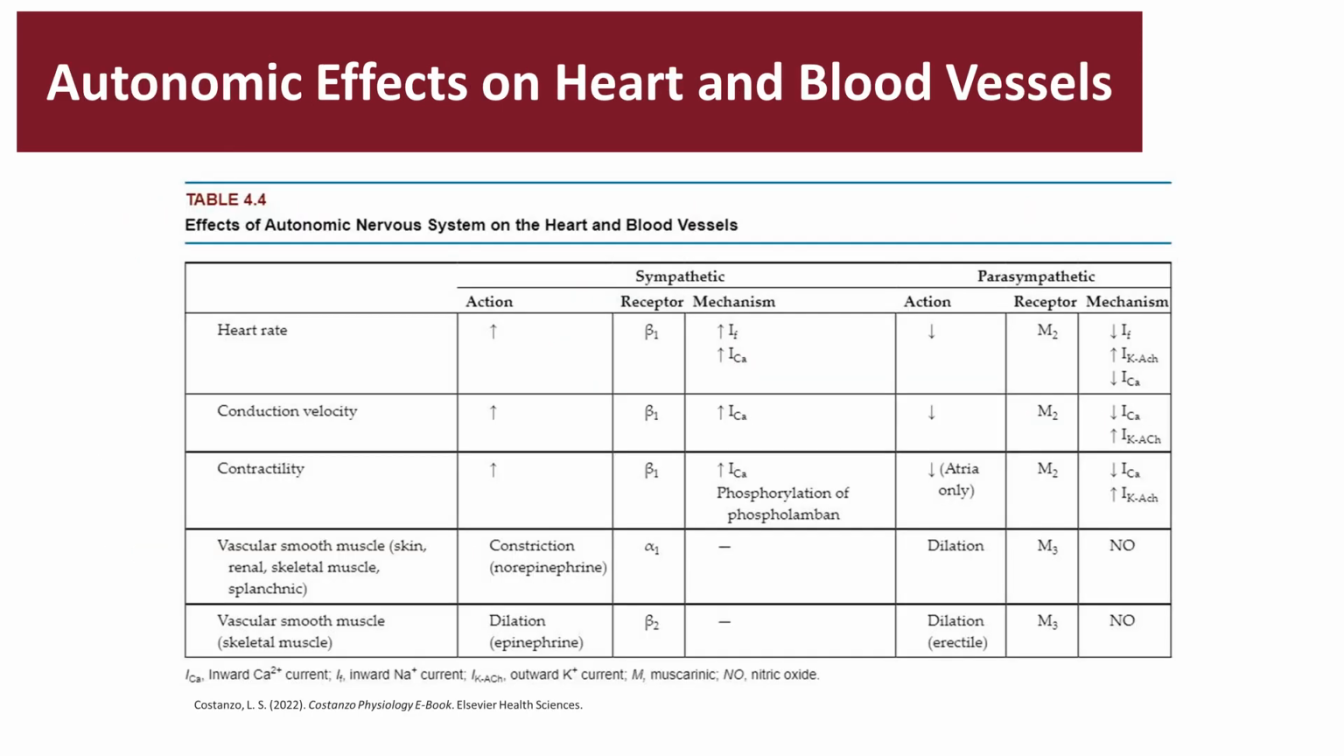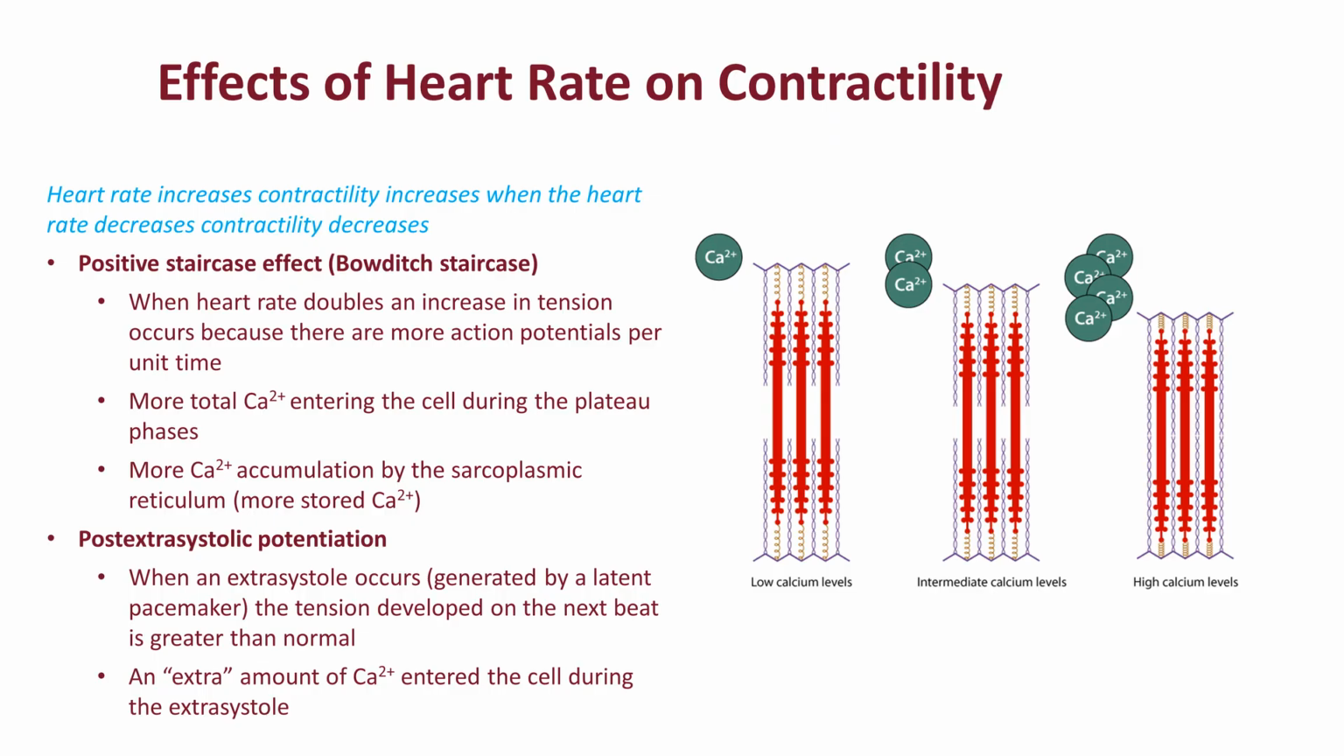For the sympathetic division, the heart rate gets increased by the beta-1 receptors. That leads to an increase in the funny current and an increase in calcium current. Parasympathetic will decrease the heart rate by acting on M2 receptors. It decreases the funny current, decreases calcium, but increases potassium current. For the contractility, you can see sympathetic also increases the contractility by targeting the beta-1 receptors, boosting up the calcium, so more calcium and phosphorylation of phospholamban. Whereas the parasympathetic will only decrease the atria, targeting the M2 receptors, decreasing again the calcium influx, but increasing the current for potassium.